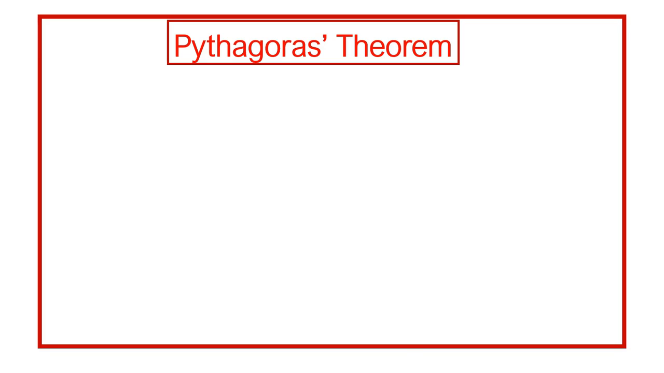Hello students, in today's lesson we are going to look at Pythagoras' theorem. You can also call it the Pythagorean theorem. Now, let this be a right triangle where angle ACB is equal to 90 degrees. Let this angle be 90 degrees.